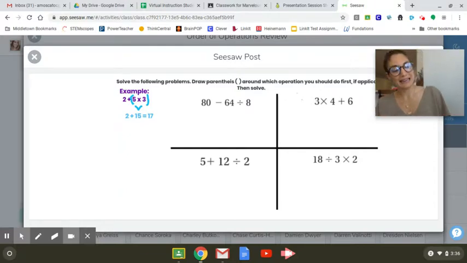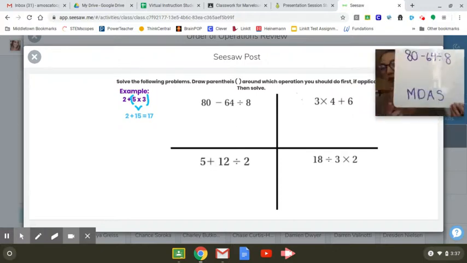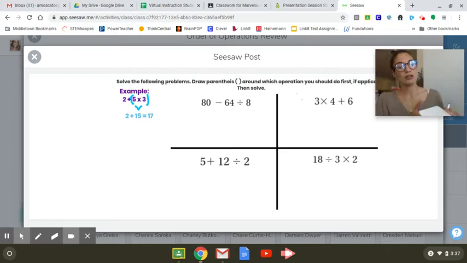So if I have 80 minus 64 divided by 8, let's take a look at the operations here. I have subtraction and division. Which is more powerful? Which one do I need to do first in PEMDAS? Let's see, which comes first, division or subtraction? Division. So I would draw parentheses around 64 divided by 8 because I know I need to do that first. Then I would solve that and figure it out and then do 80, take away whatever that is, and then you guys will continue to solve. All right, let me know if you have any questions and good luck.